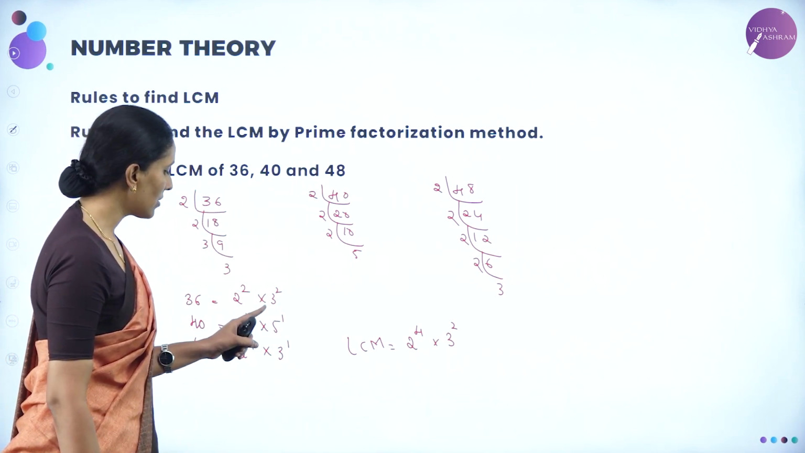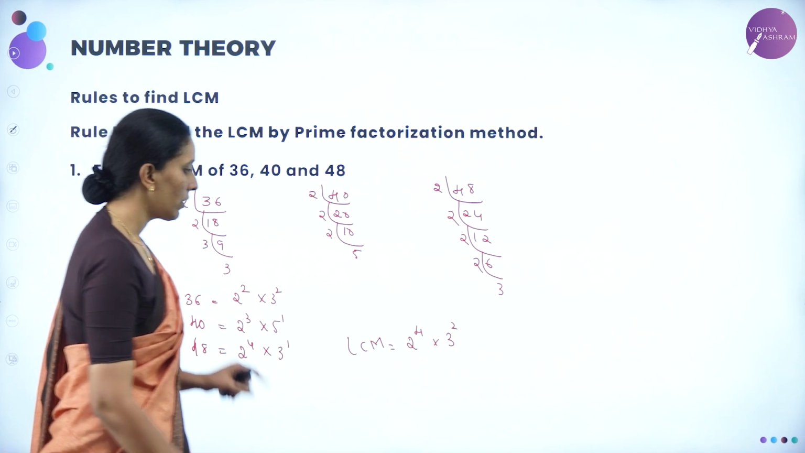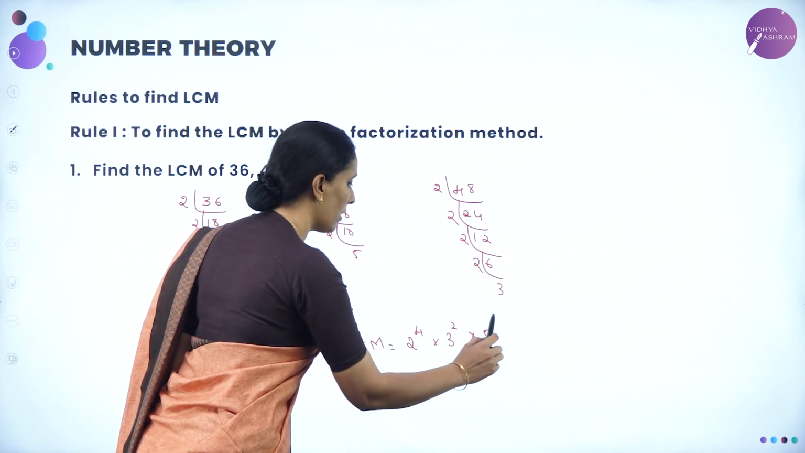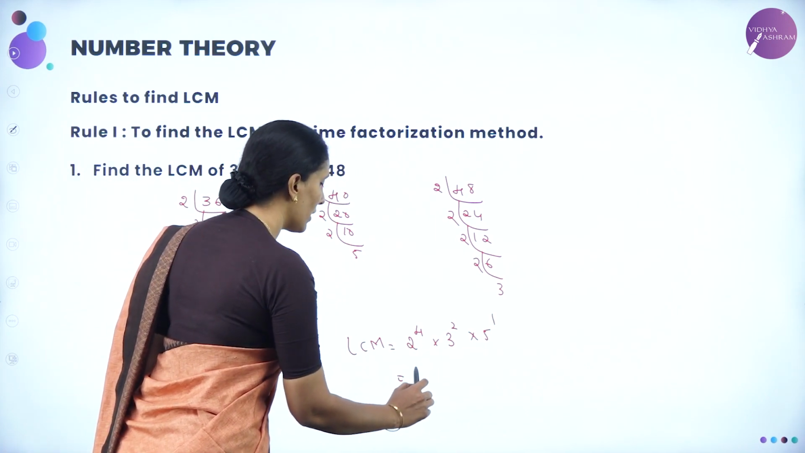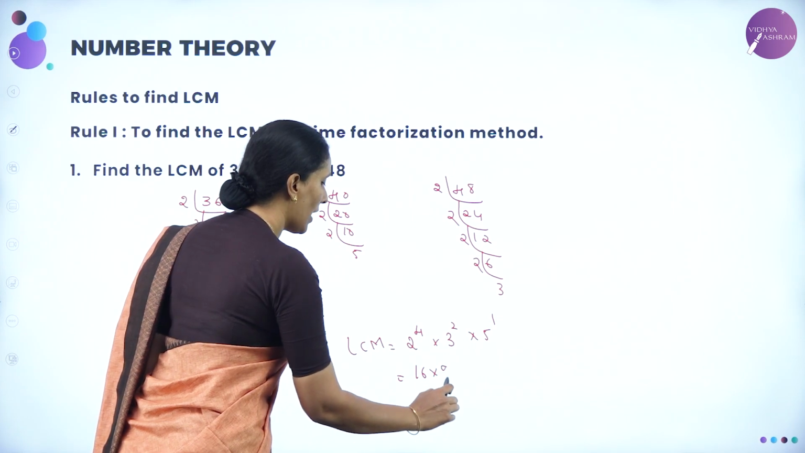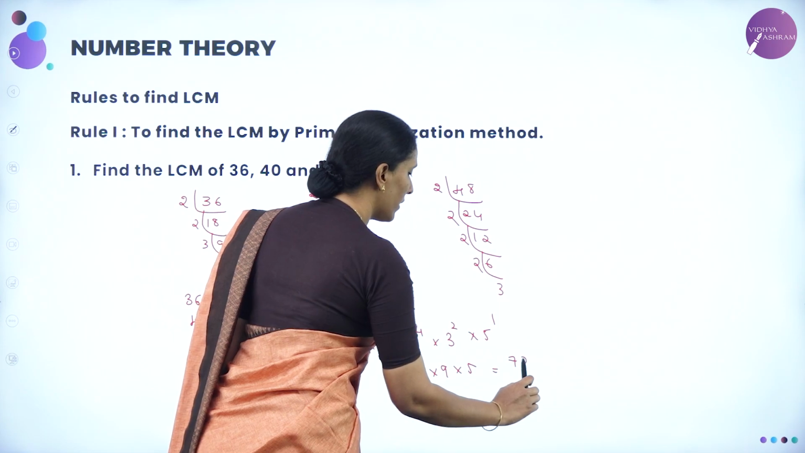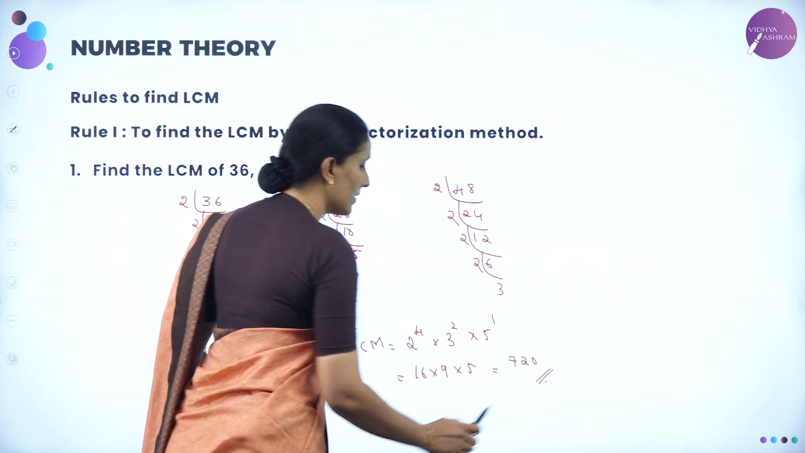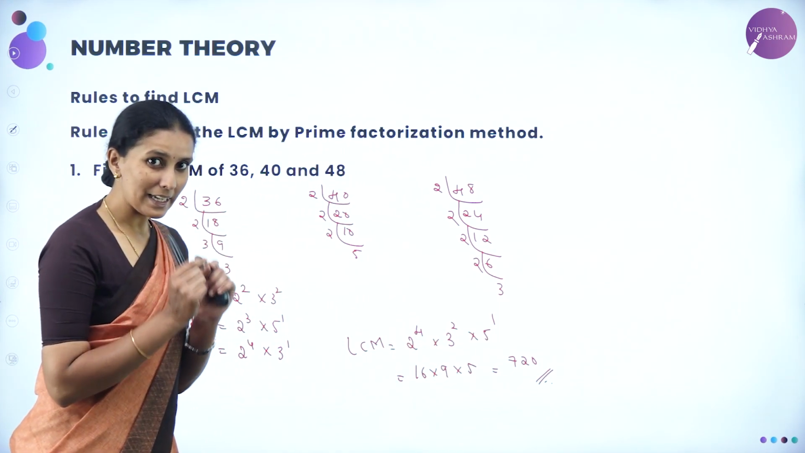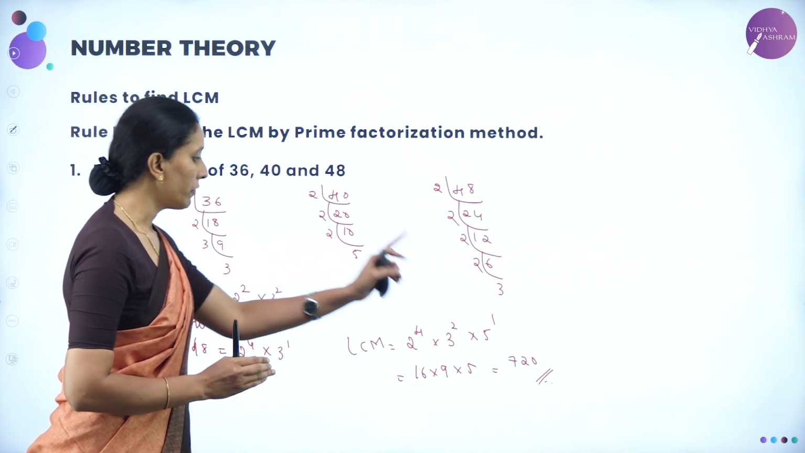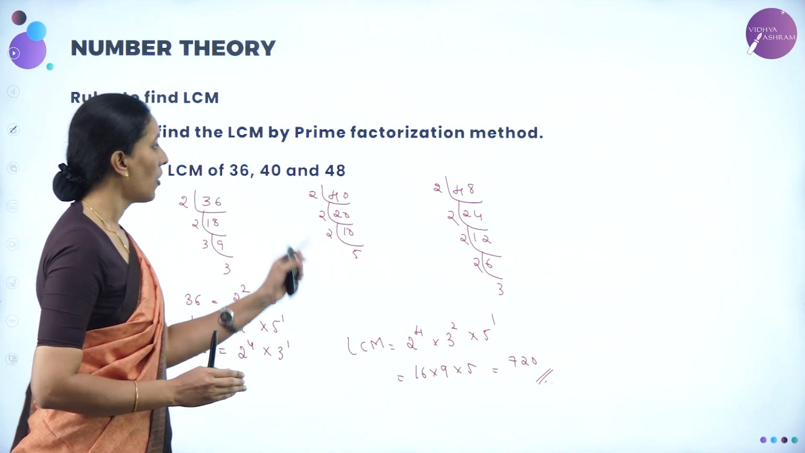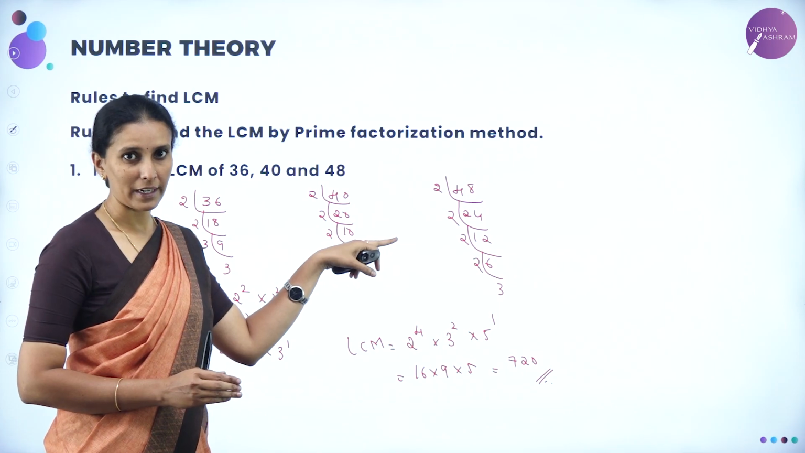The next factor is 5. It is repeated once. So, it is 5 power 1. So, 2 power 4 is 16, into 9, into 5. Therefore, the value is 720. That means 720 is the least positive number which is divisible by 36, 40 as well as 48.